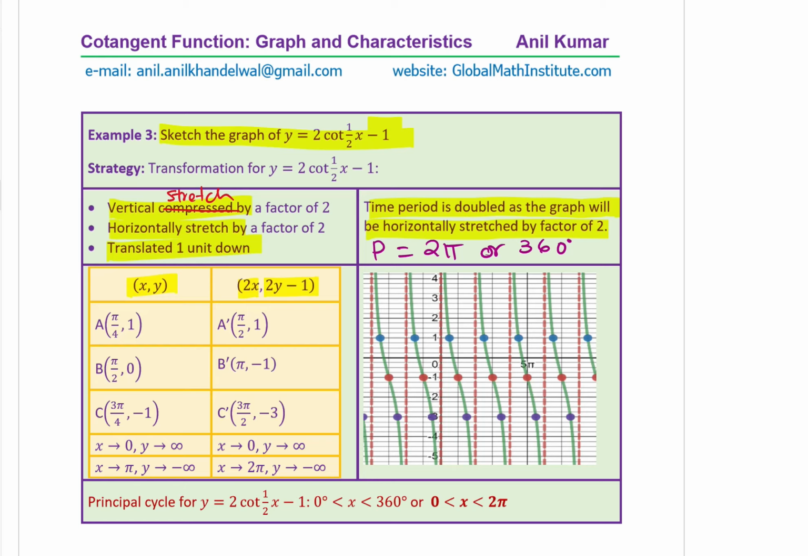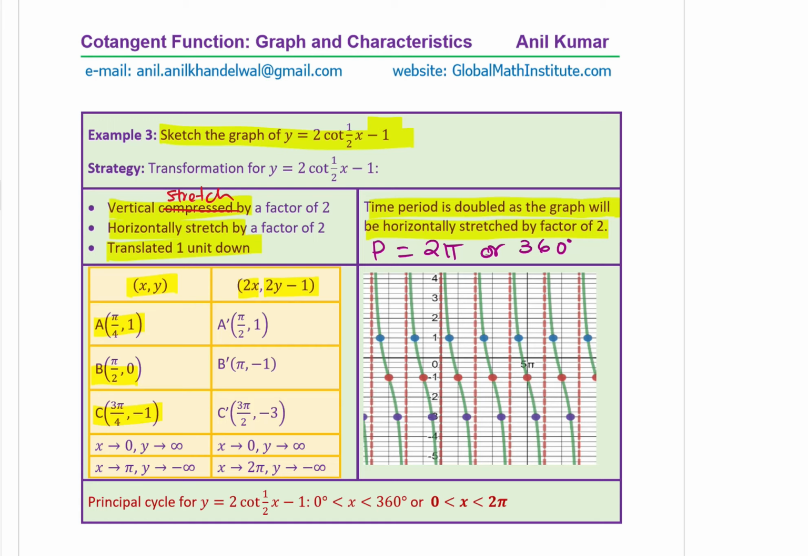Perfect. So the points A, B, and C will now be transformed and their image will be at: multiply the x values by 2, and the y values, multiply by 2 and take away 1. So when you do that, you get A dash as pi by 2, 1, B dash as pi, minus 1, C dash as 3 pi by 2, minus 3. Correct? So when I do 2 times minus 1, it becomes minus 2. Minus 2 minus 1 is minus 3. So that is how we get minus 3.